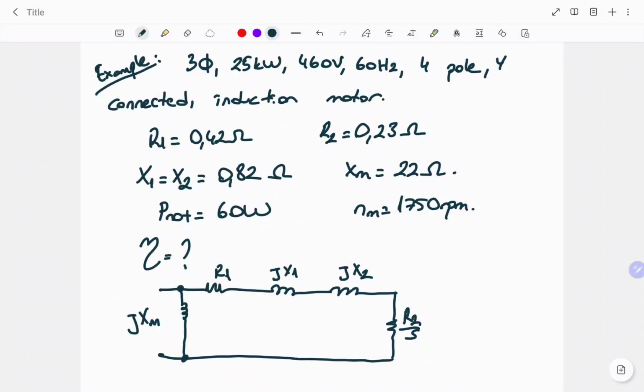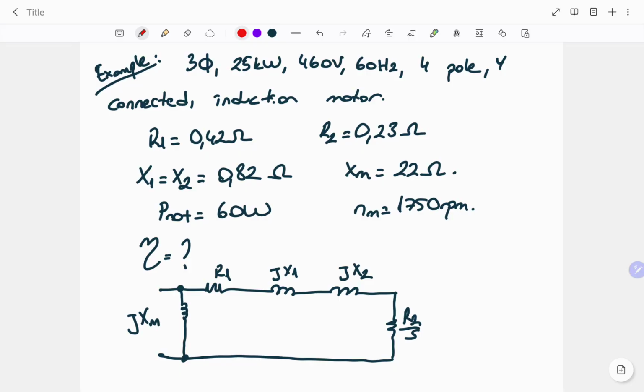Hello everyone, we will continue with another example about the induction motor. According to our given specifications, we have a 3-phase, 25 kilowatt output rated power, 460 volt terminal line-to-line voltage, 60 Hz, 4-pole, Y-connected induction motor. In addition to that, R1, R2, X1, X2, and Xm values are given, and we will use the approximate equivalent circuit without Rc because we don't have any information about the Rc value of this system.